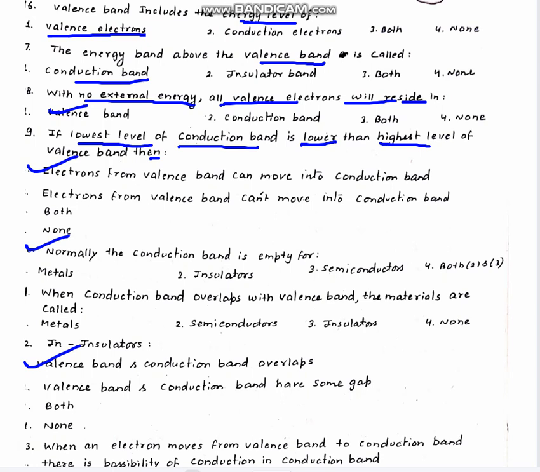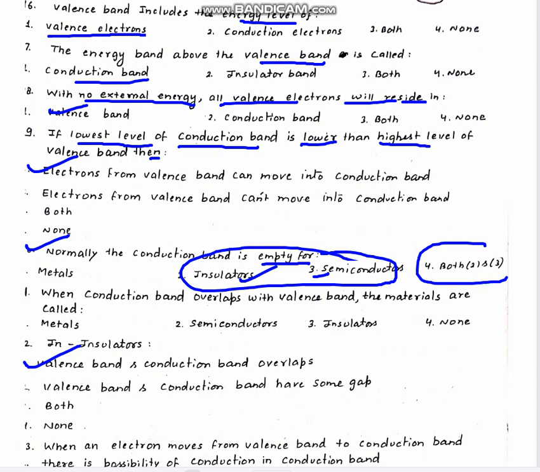Next is: normally the conduction band is empty for metals, insulators, semiconductors. Obviously insulators and semiconductors are generally non-conducting, so the conduction band is empty for them. So the fourth will be correct. Next is: when the conduction band overlaps with the valence band, the materials are called metals. So the first is correct. Next: in insulators, the valence and conduction bands overlap? Obviously they have a certain energy gap, due to which electrons are not able to conduct. So the second will be correct over here.